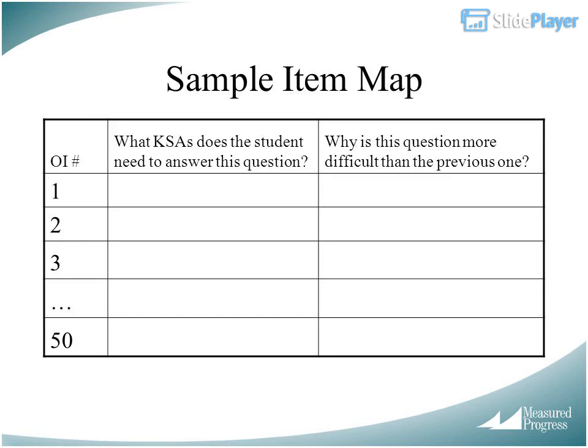Sample item map. What KSAs does the student need to answer this question? Why is this question more difficult than the previous one?